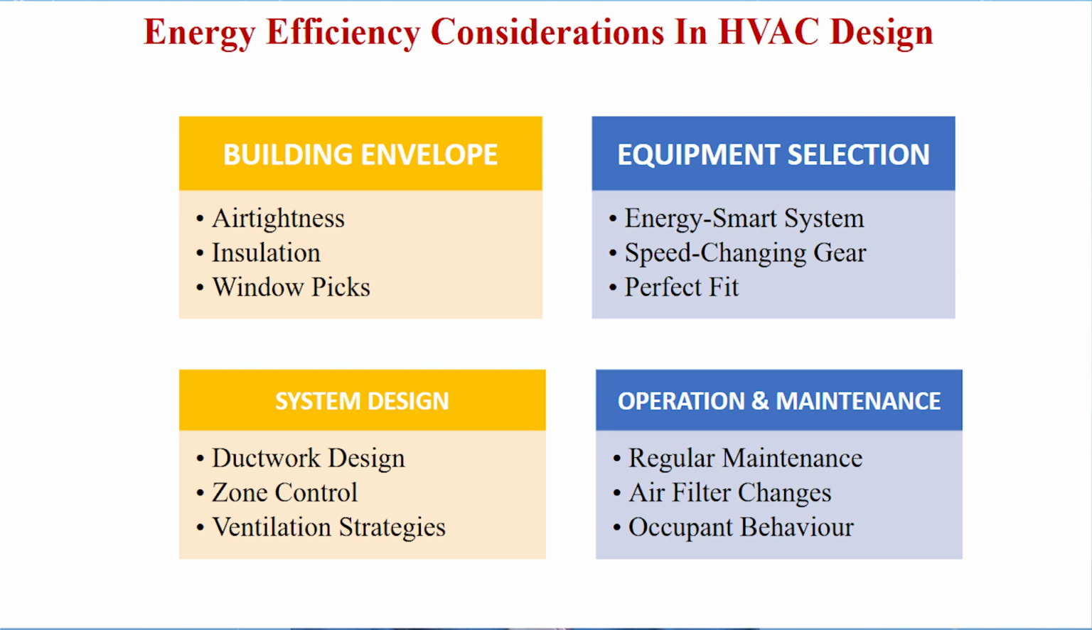Next point is air filter changes. Dirty air filters restrict airflow and reduce system efficiency. Replace air filters regularly according to manufacturer requirements. The third point is occupant behavior. Educate occupants on adjusting thermostats, opening windows for natural ventilation, and minimizing heat generating activities to promote energy saving.